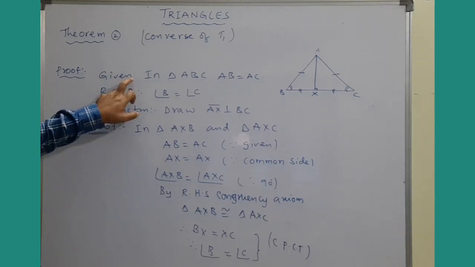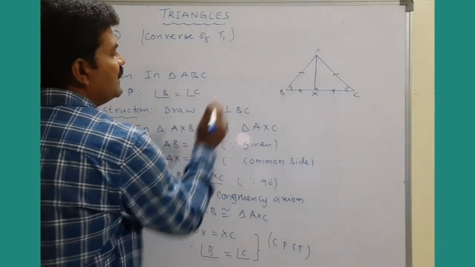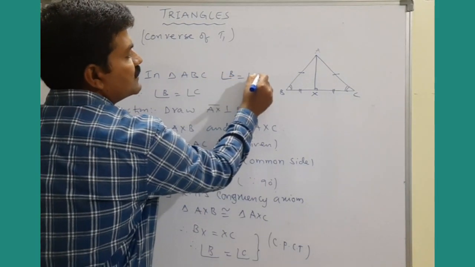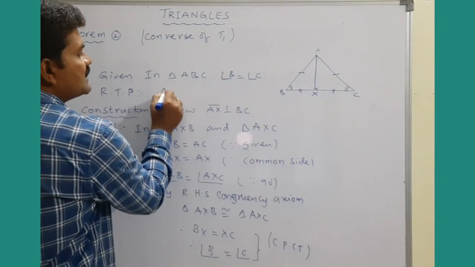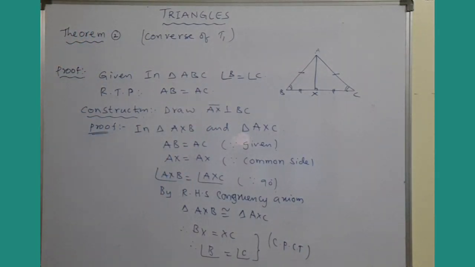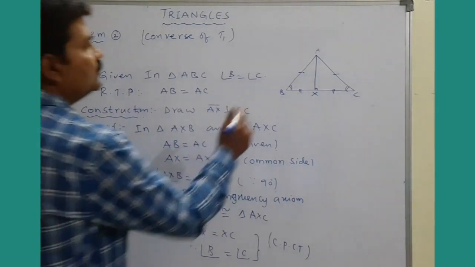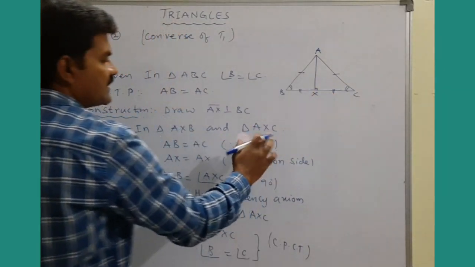So now in this triangle ABC, what is given? Not sides are equal, given that angles are equal. Angle B is equal to angle C. And we have to prove that the sides are equal, that is AB is equal to AC, right? So same process, once again draw the perpendicular AX to BC. Once again that perpendicular divides the original triangle into two triangles, one is AXB, another one is AXC.